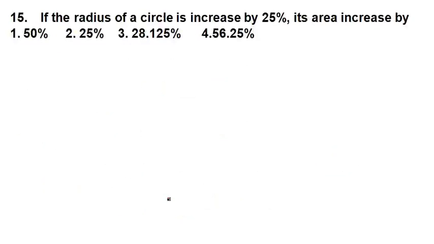Now we'll move ahead with question number 15. Okay, try question number 15 and tell me the answer. It is saying that if the radius of circle is increased by 25%, then its area is increased by.